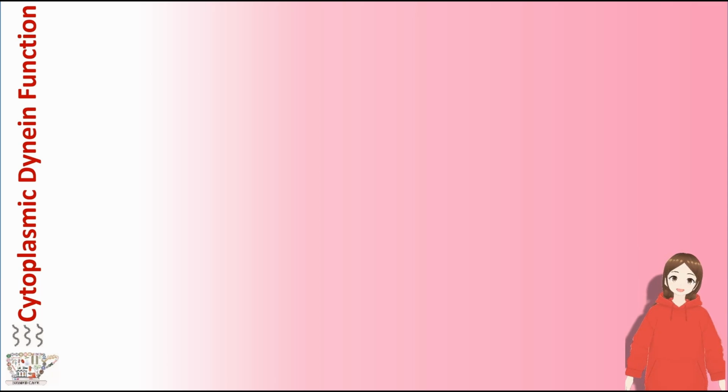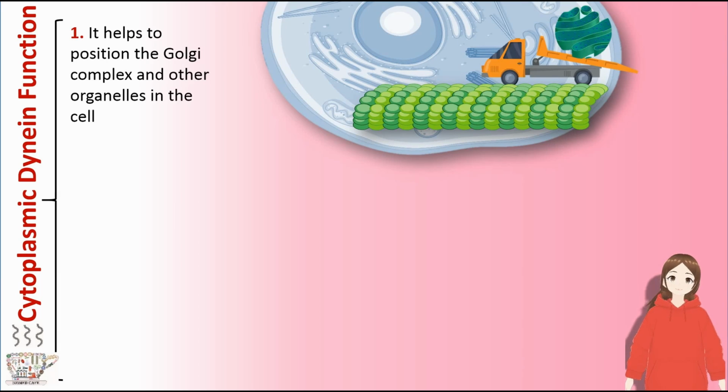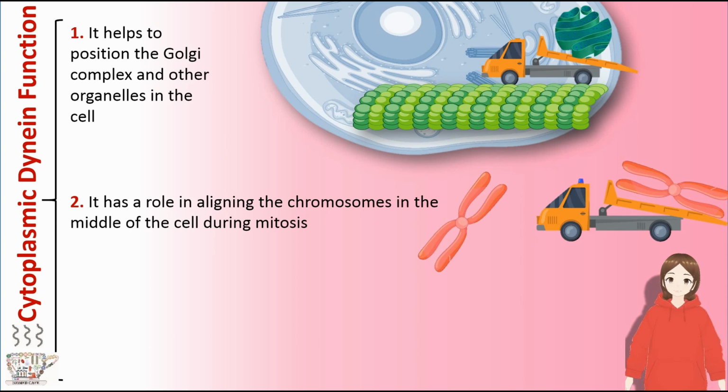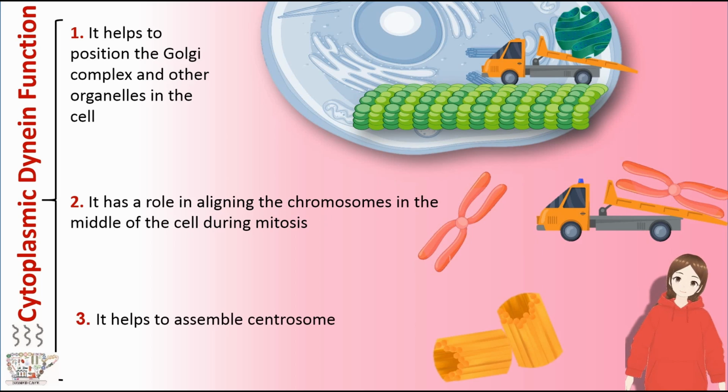Cytoplasmic dynein function. 1. It helps to position the Golgi complex and other organelles in the cell. 2. It has a role in aligning the chromosomes in the middle of the cell during mitosis. 3. It helps to assemble the centrosome.